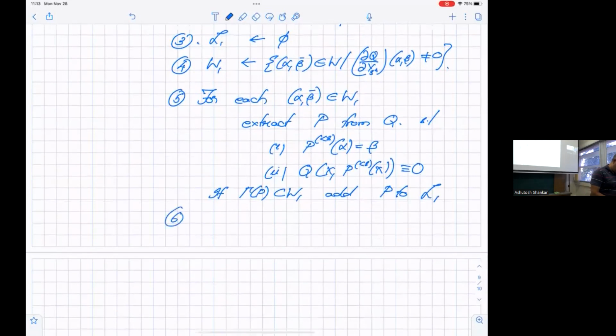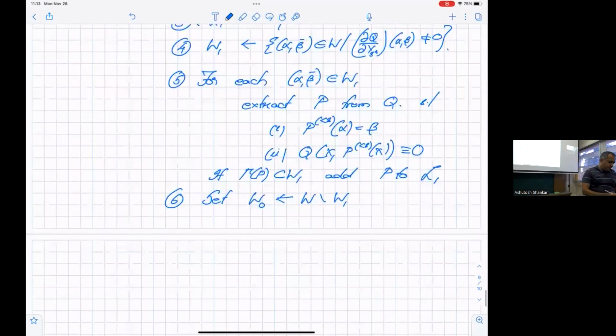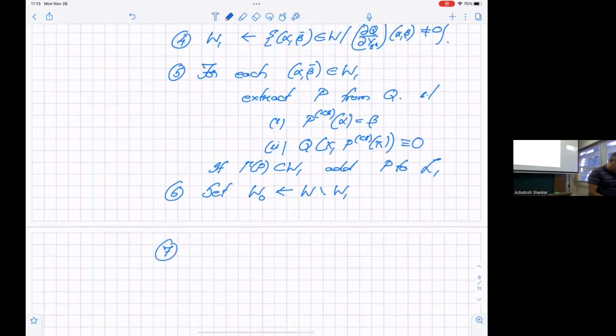Now, set W0 to be W minus W1. These are the points for which ∂Q/∂Y star is zero. How do I extract the list from there? For that, just sort, and set L0 to be the list.